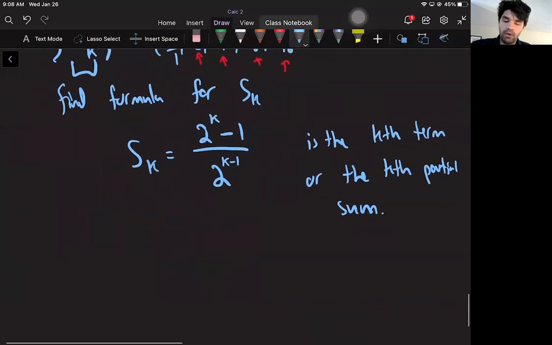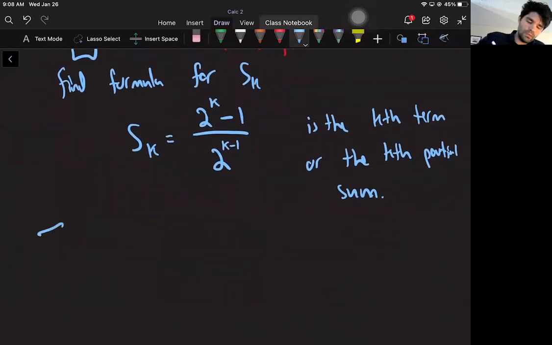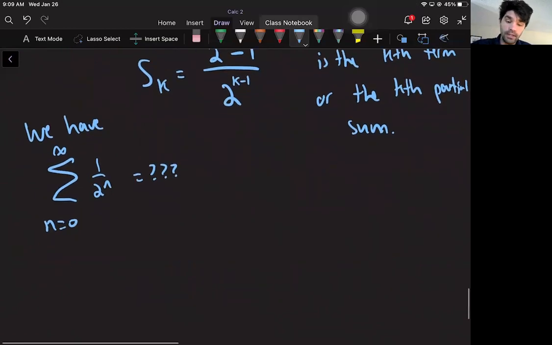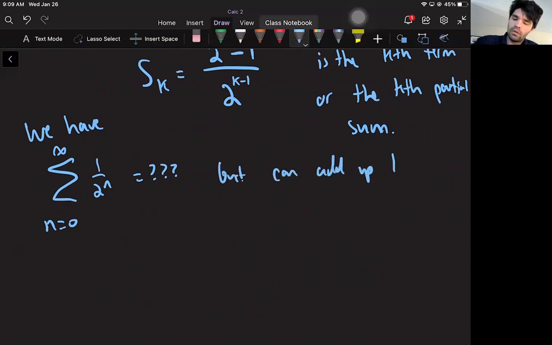So essentially what we've done is we've said that, okay, I don't know how to add this up because I can't add up infinitely many, but I can add up K terms anytime I want. So how can I notate that?